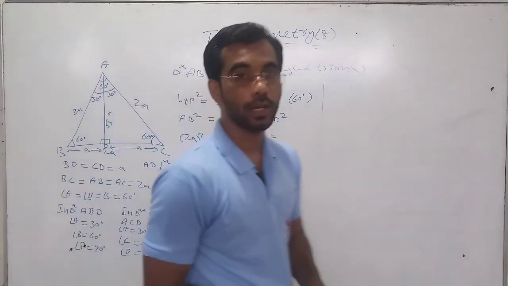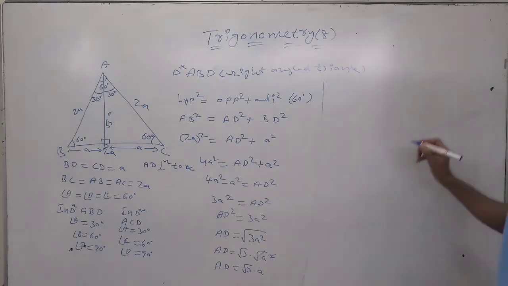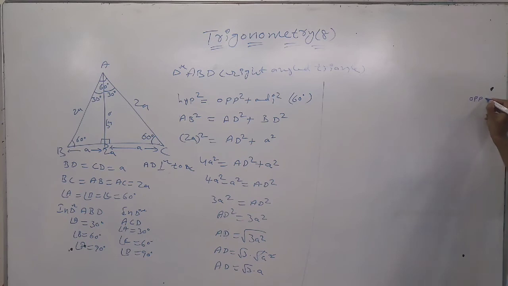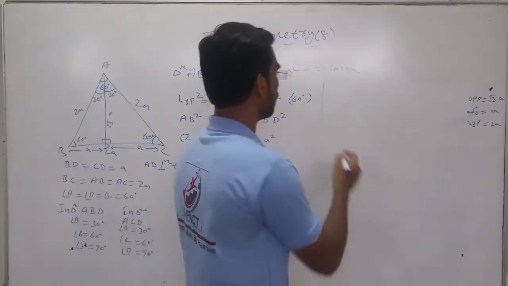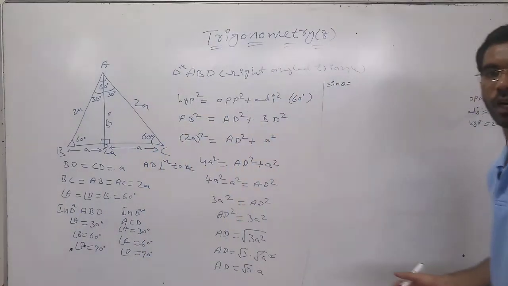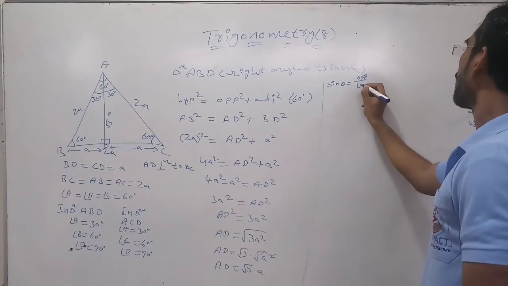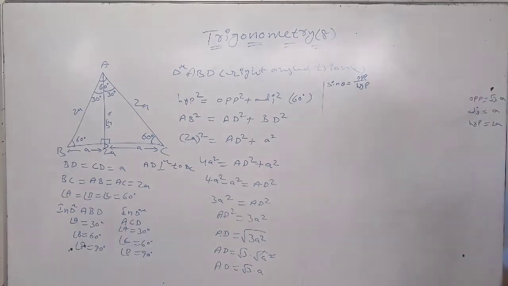Now we will go for finding out the ratios. Now tell me, what is the opposite here? Opposite, how much we got? Opposite root 3a, and adjacent is a, and hypotenuse is 2a. Now we will go for the sine, cos. Okay. Sine theta, what is sine theta? Opposite by hypotenuse.